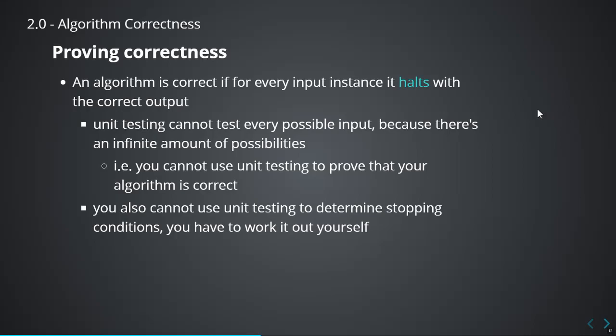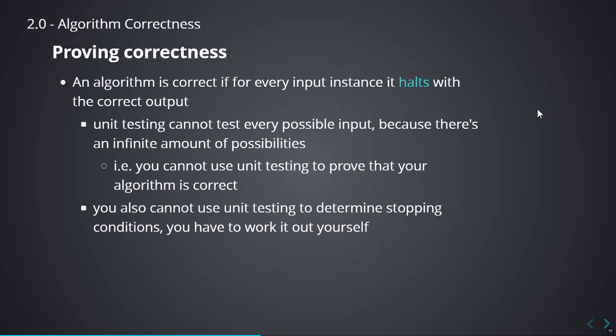Our definition of a correct algorithm is that it will stop with the correct output for every possible input. And this is just something that you may not be able to pick up using unit testing. Because if there's an infinite number of possibilities, how are you going to cover them all with unit testing? And also you have to show that the algorithm actually stops. This is another thing which you cannot easily do using unit testing. You may have to work this out yourself.